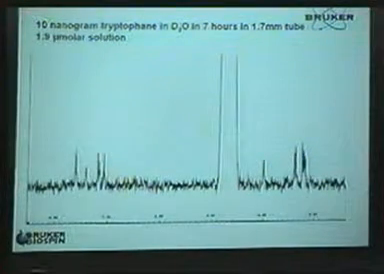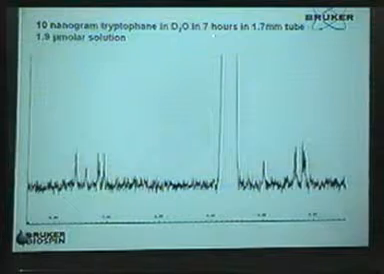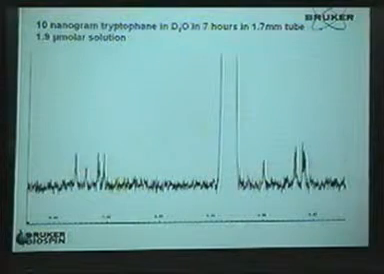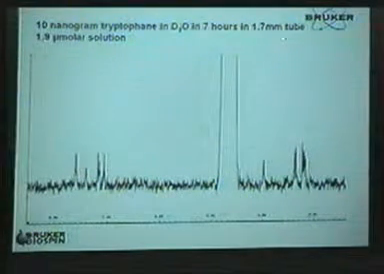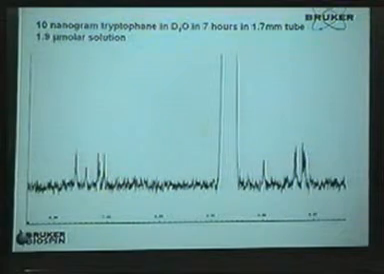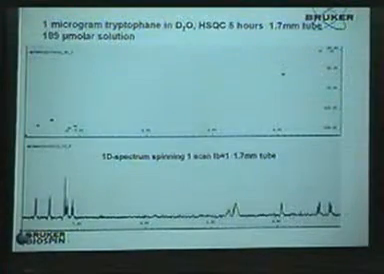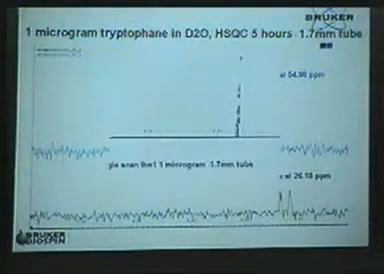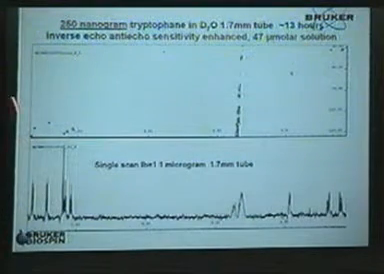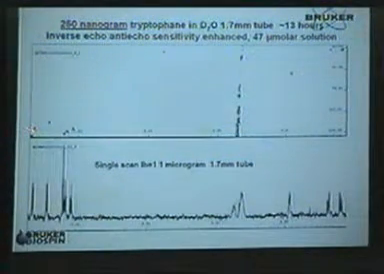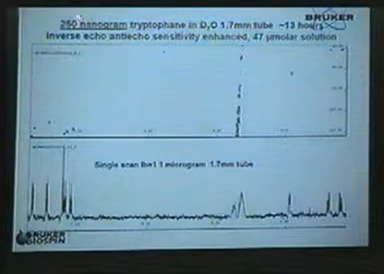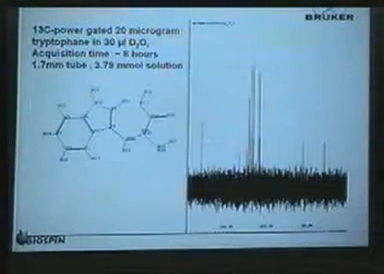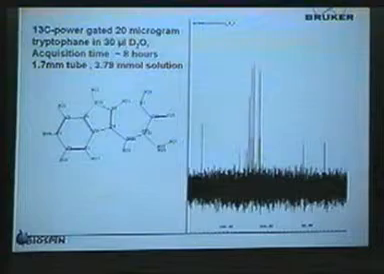This is now 10 nanograms of tryptophan in 7 hours, 1.9 micromolar. I guess this is as low as you can get. Even to prepare the sample, it would be difficult. But this is what you will be able to obtain here. Next slide. Okay, next. Next. This is an inverse experiment obtained with 250 nanograms in 13 hours. Next slide. And this is carbon 13. I will go faster on that. Next.